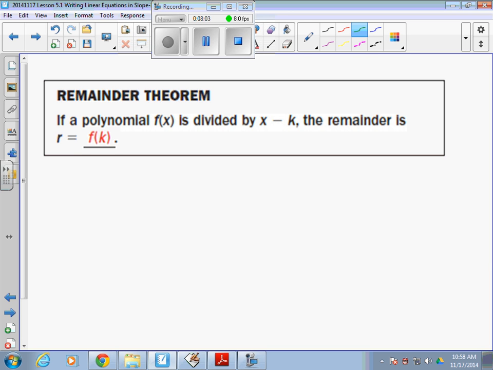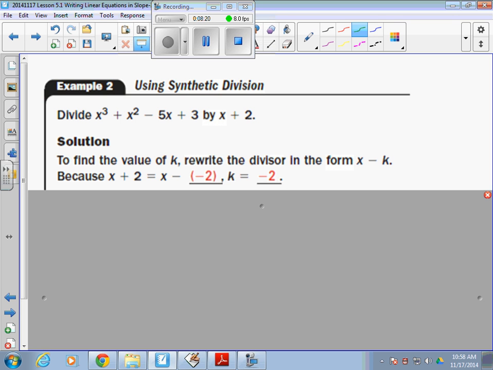It says if a polynomial, you read that, f of x, is divided by x minus k. Again, this is what I told you a little while ago. When you see minus right there, think of the opposite term. That's what the minus means. The remainder is going to be r equals f of k. So what that says is, using synthetic division, divide x to the third plus x squared minus 5x plus 3 by x plus 2. Remember, this is your x minus k. You want the opposite of this. So the opposite is negative 2.